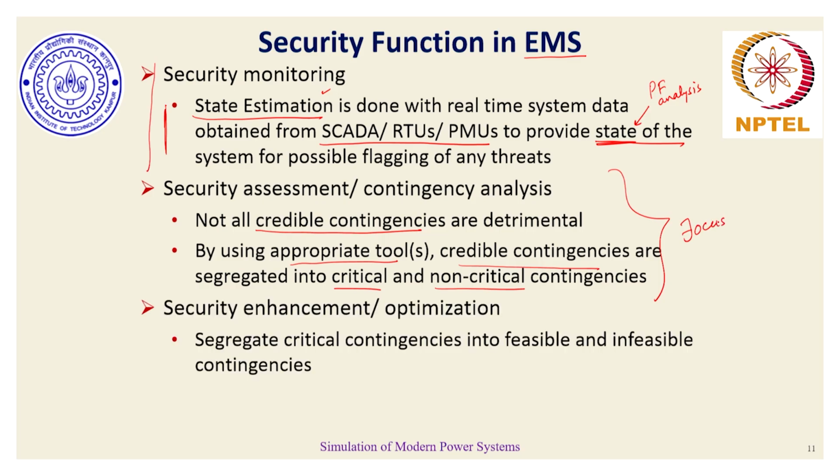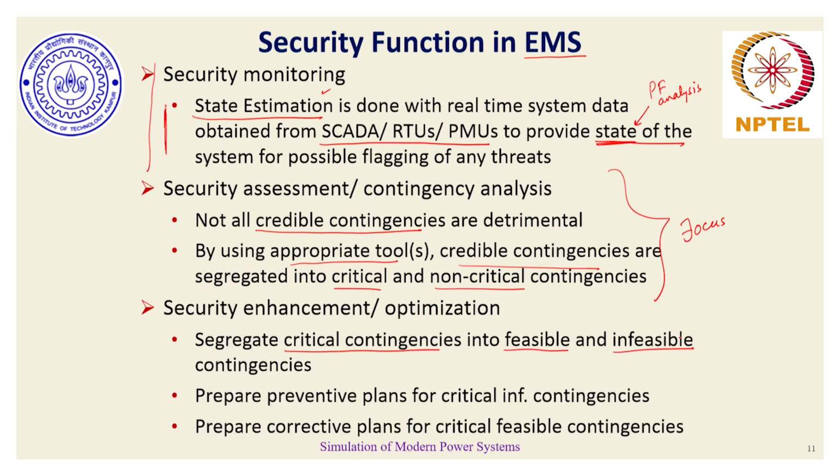The last phase is optimization or security enhancement, where different corrective control actions are planned for critical contingencies, either feasible or infeasible. So, usually we prepare preventive plans, as I mentioned, for critical infeasible contingencies, whereas corrective plans are prepared for critical feasible contingencies. The reason, as I would mention again, why preventive plans are important for critical infeasible contingencies is that once the system has encountered an infeasibility, it is as good as close to being in a blackout condition.